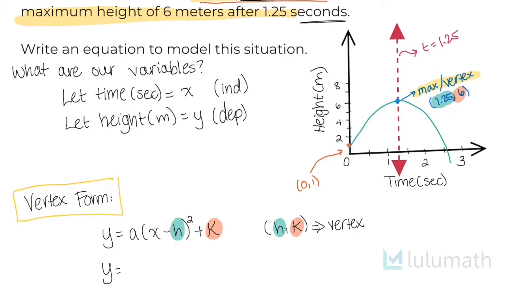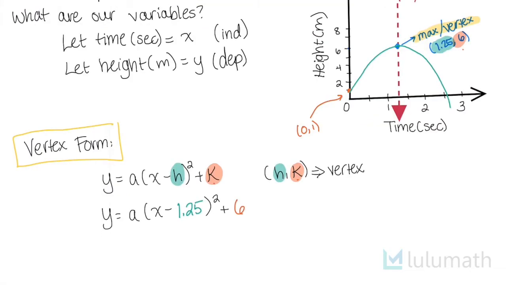We'll keep the y, we'll keep the a, we'll keep the x. And then instead of h, we're going to say minus, and then our h value here is 1.25. But that's being squared, and then we're still going to say plus, and then our k value here is this 6. Now, just a reminder that we have to substitute a point in to solve for a.